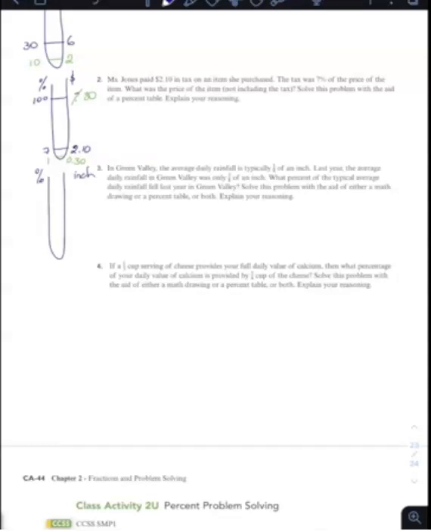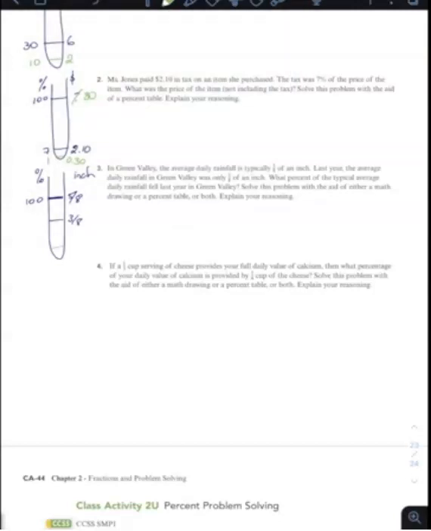So if the average daily rainfall is 5/8 of an inch and it only rained 3/8 of an inch, then our average daily value is what we're comparing to, and that's our 100%. So if 5/8 is 100%, then how many percent is 3/8?